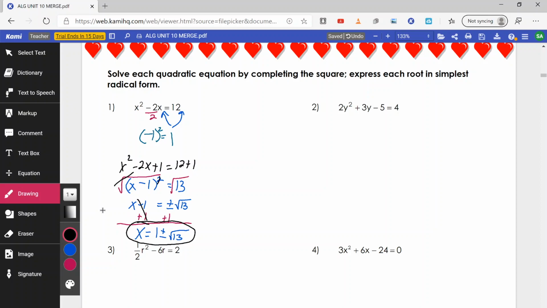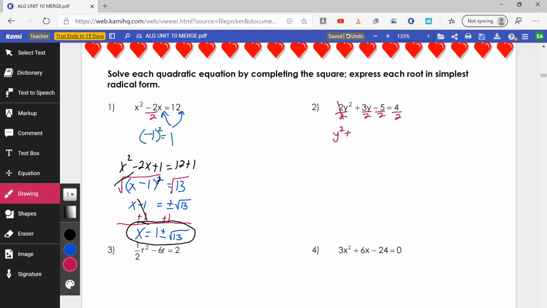Now number 2, we're given 2y squared plus 3y minus 5 equals 4. So in terms of setup, it doesn't look very nice. Again, whenever we use completing the square, we have to make sure our leading variable is by itself. So y squared is our leading variable, meaning it has to be just y squared. So first thing, I'm going to divide everything by 2. So 2 divided by 2 goes away. It leaves me with y squared.